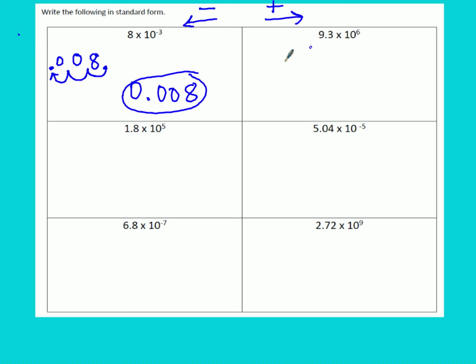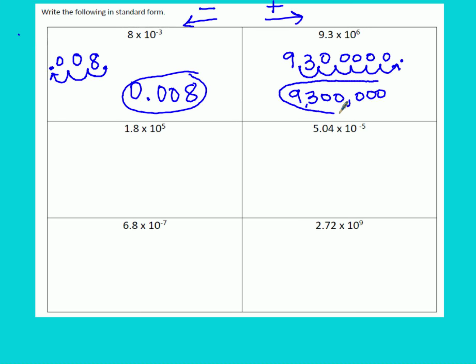On our next example, we have 9.3 times 10 to the 6th. We have a positive exponent this time, which means we move 6 spaces to the right. 1, 2, 3, 4, 5, 6 spaces to the right. Fill in all of your empty spots with those zeros, and we get 9,300,000 as our final answer. That number is definitely greater than 1, and we did start with a positive exponent, so that does make sense. Go ahead and pause the video, try these last 4 examples on your own, pay attention to those negative and positive exponents.